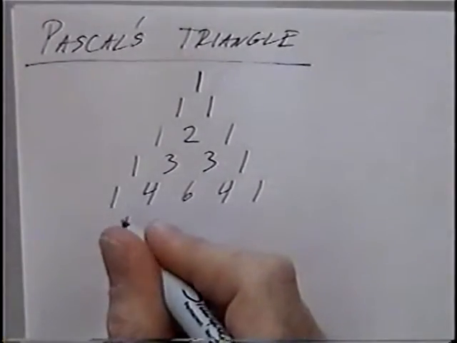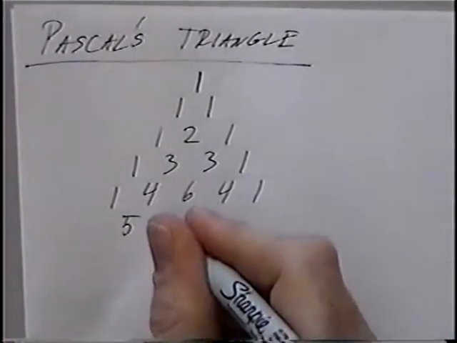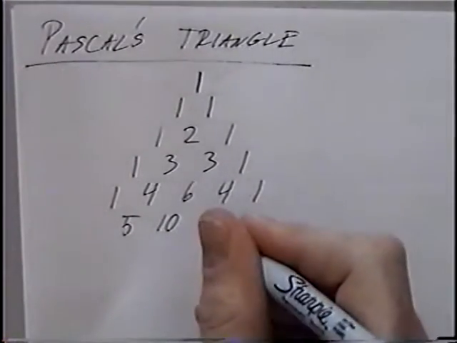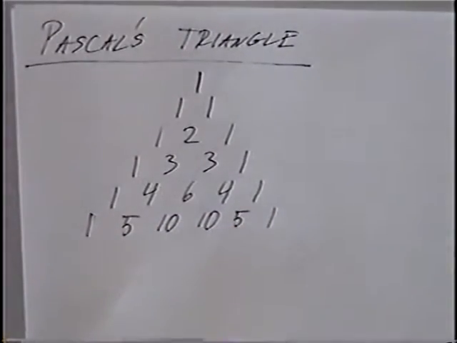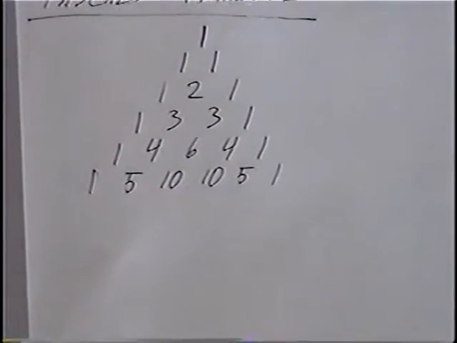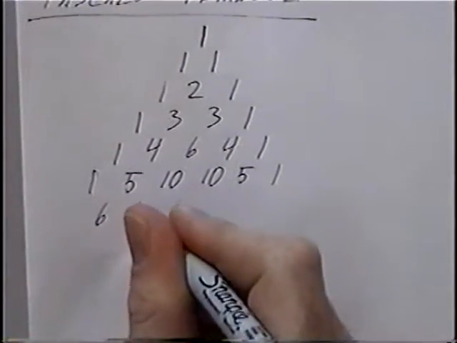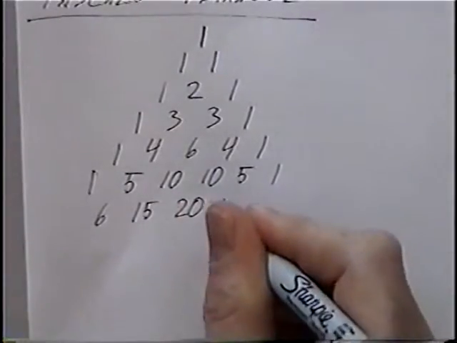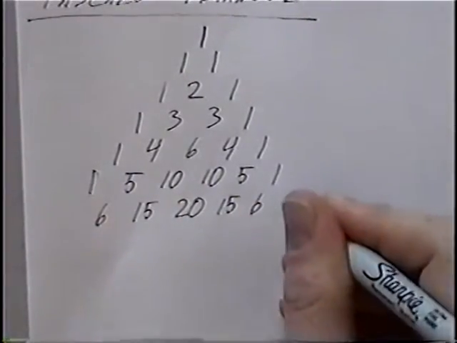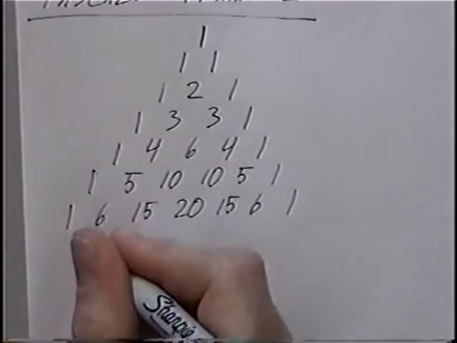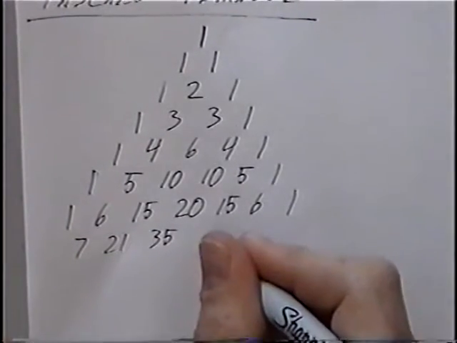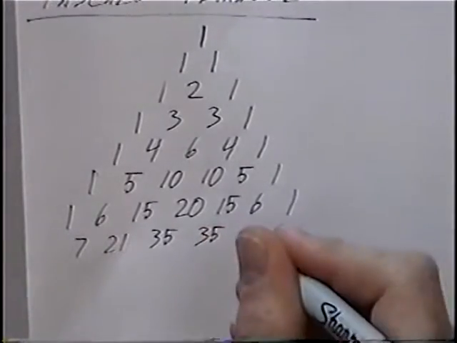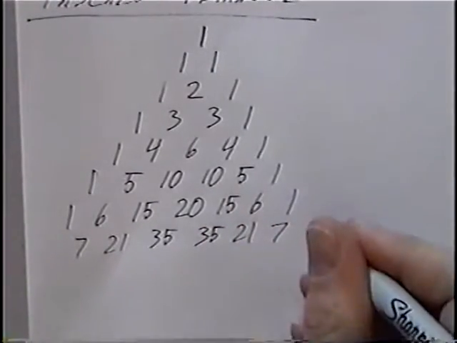1 plus 4 would be 5. 4 plus 6 would be 10. 6 plus 4 would be 10. 5 and the 2 1s. The next row would be 6, 15, 20, 15, 6, and 1 on both sides. Next row would be 7, 21, 35, 35, 21, 7, and 2 1s.